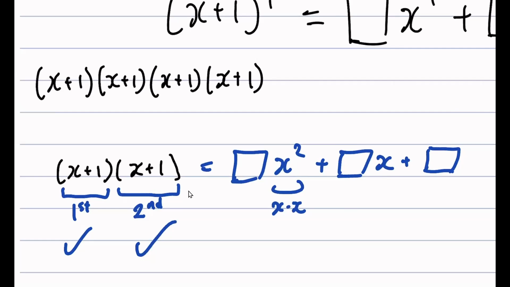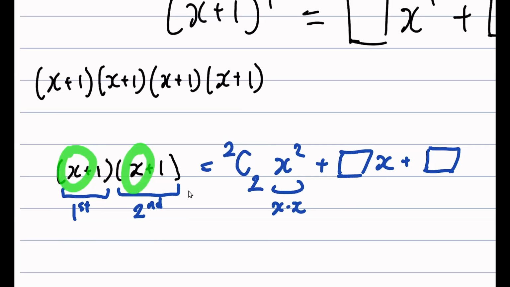Only one way, or rather, you can think of it like this. You have 2 copies of x, and you want to choose 2 of them. Correct or not? 1 copy of x here, another copy of x here. You want to choose 2 of them.